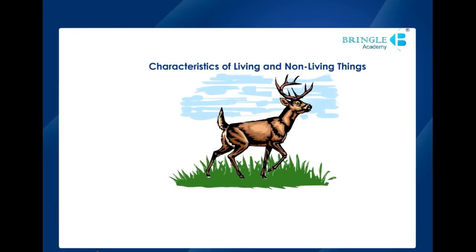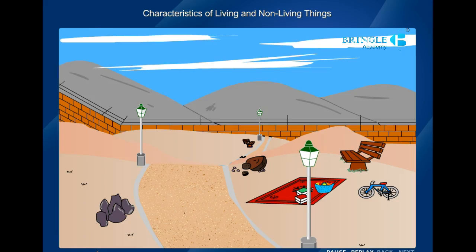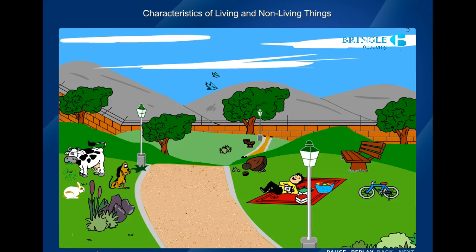Characteristics of living and non-living things. The world we live in has two kinds of things, living and non-living. Everything you can see on the screen now is non-living. The bench, rocks, books, basket, sand, stones, cycle, lamppost, and the wall.